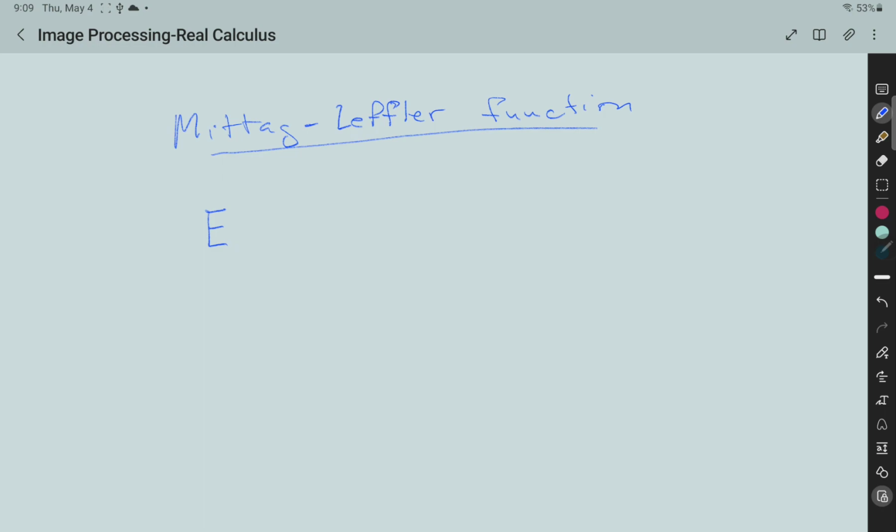So denote that by E, and then you have two parameters, alpha and beta, and then the argument is going to be z. It's defined as an infinite sum, k going from 0 to infinity, z raised to the k power divided by the gamma function. In this case, it's going to be alpha times k plus beta. So you see the alpha and the beta, that's the placement of them.